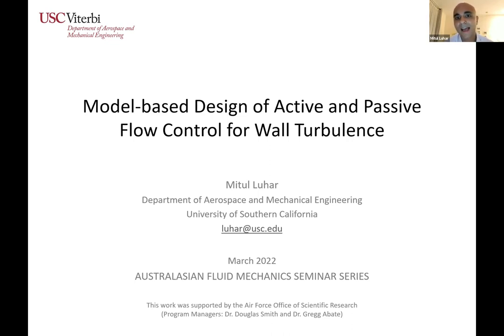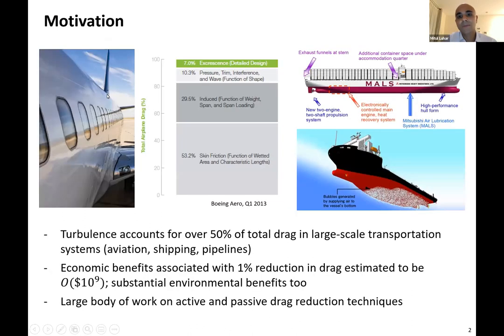This is work done over the last, I'd say, 6 or 7 years on the design of active and passive flow control techniques for wall-bounded turbulence. The motivation, perhaps I don't need to spend too much time on given the audience, essentially comes from large-scale transportation systems. Turbulence accounts for over 50% of total drag on airplanes, on ship hulls, inside pipelines. As a result, there are substantial economic and environmental benefits associated with even minor reductions in drag.